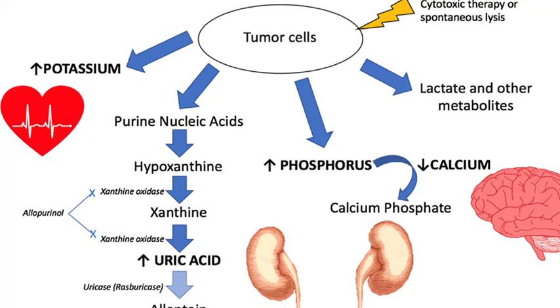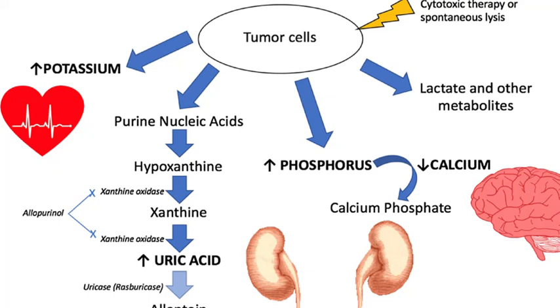Hyperphosphatemia, which can precipitate calcium phosphate in renal tubules and the collecting system, and also lead to systemic hypocalcemia and the complications of that. Exactly. Hyperkalemia from tumor lysis syndrome can cause dangerous heart arrhythmias and even cardiac arrest if not addressed quickly.